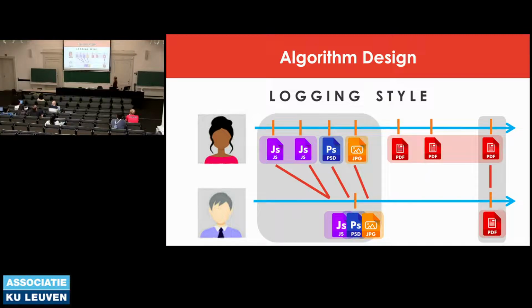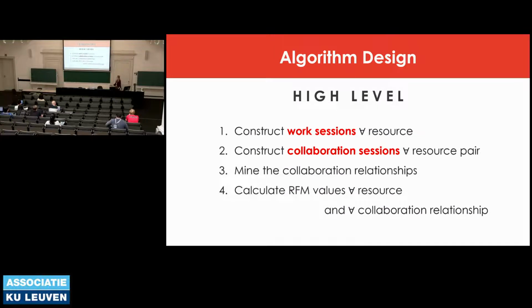This also has an impact on how we calculate collaboration behavior, because you would think that the woman and the man collaborated 4 times on those first files, while in reality it was just 1 session. So this means that the first step of this algorithm is I want to actually construct work sessions for each resource, and I want to construct collaboration sessions for each resource pair. Afterwards, we can mine the collaboration relationships and calculate these RFM values.